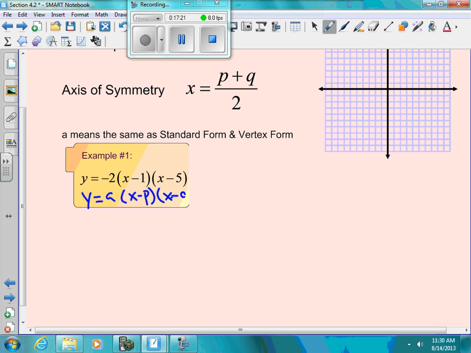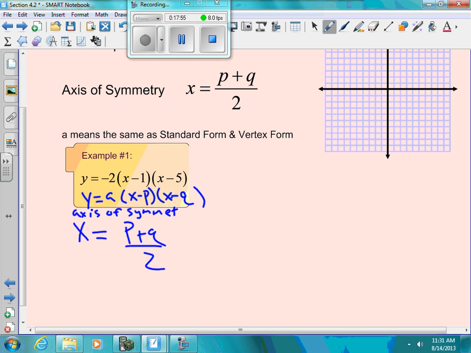negative 2, does our graph open up or open down? Right, it should open down. A is negative, it opens down. So we should have a frown face for a graph when we're all done. So let's identify the axis of symmetry. The axis of symmetry can be found by the following equation: p plus q divided by 2. We learned about that up there. This is the axis of symmetry.